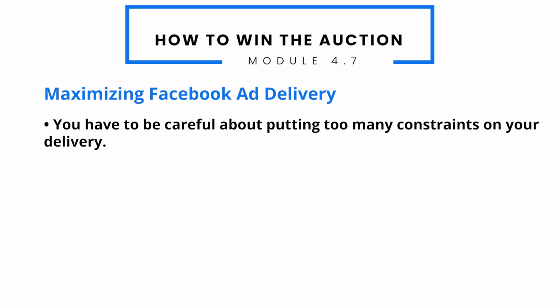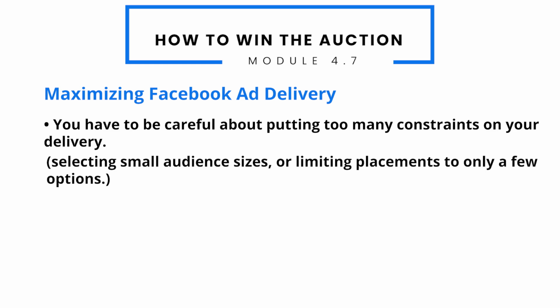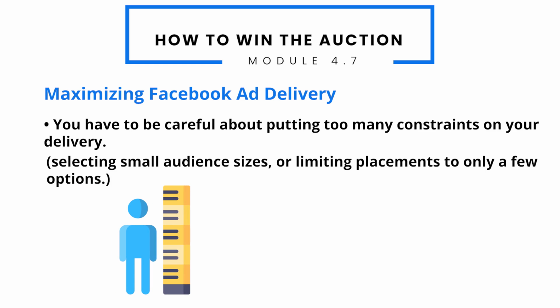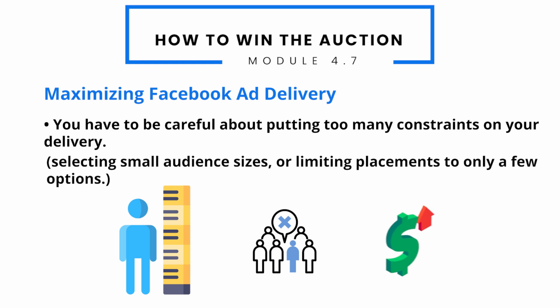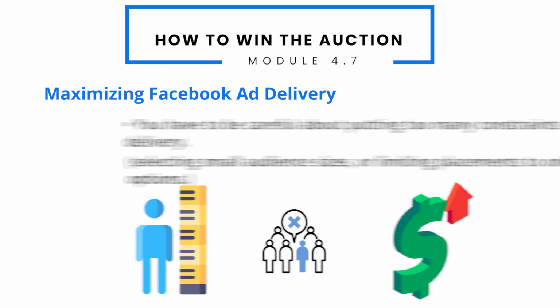The next thing you have to be careful about is putting too many constraints on your delivery. By this, I mean selecting small audience sizes or limiting placements to only a few options. If you select an audience size that is too small, then Facebook will only have a small set of auctions to bid on, meaning that you will probably have to pay a higher price to win those auctions.